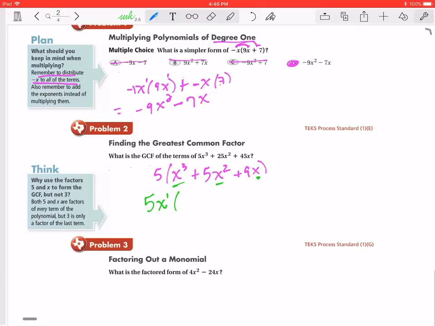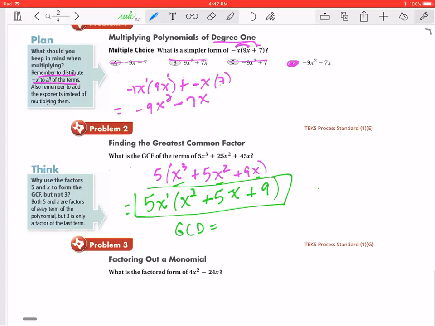So now 3 minus 1 would give me x squared, plus 5x, because x times x will give me x squared. Then that's just going to leave me with x. And then finally, plus 9. All right. So this is the simplest way that I can pull out and write this trinomial. And so my GCF is going to be 5x.